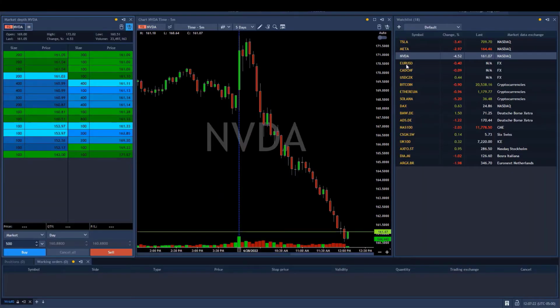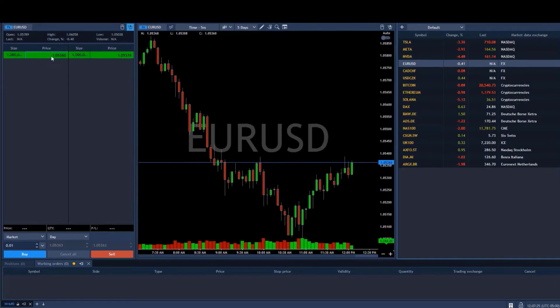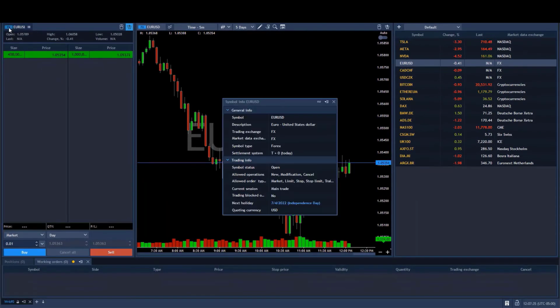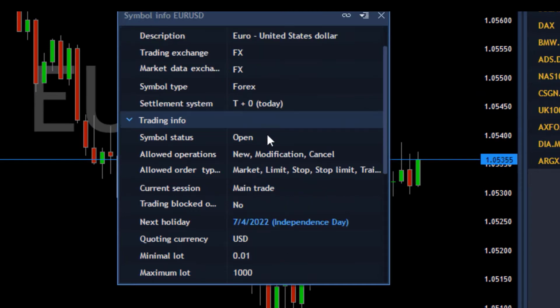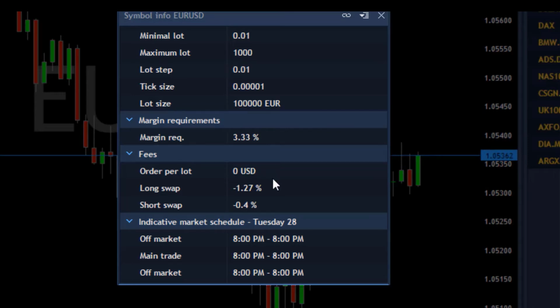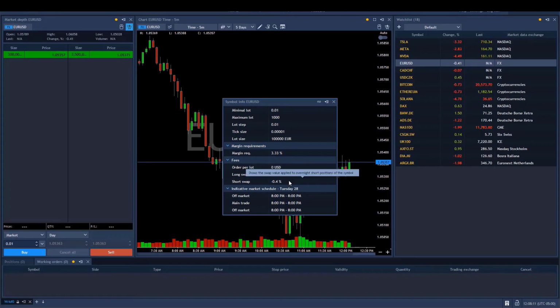Moving on to the currency pair Euro USD. In the market depth window, you can see to the left of the symbol the letters FX, which stand for foreign exchange. Let's check out the symbol info. First, the margin required to trade the Euro-USD pair is only 3.33%. The volatility of foreign exchange currencies is lower than stocks, and therefore you will get higher leverage than for stocks. That is, you can enter into a transaction that is 33 times larger than the value of the trading account. The swap is 1.27% for a long position and 0.4% for a short position.